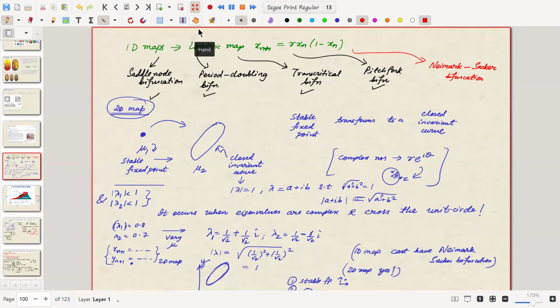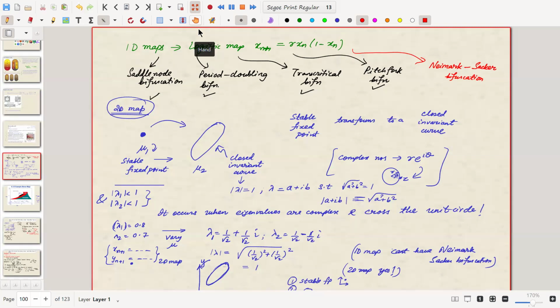We started discussing two-dimensional maps because you will not see the Neimark-Sacker bifurcation in 1D maps. Why can't we see the Neimark-Sacker bifurcation in one-dimensional maps? Because the occurrence of Neimark-Sacker bifurcation needs complex conjugate eigenvalues crossing the unit circle with unit magnitude.